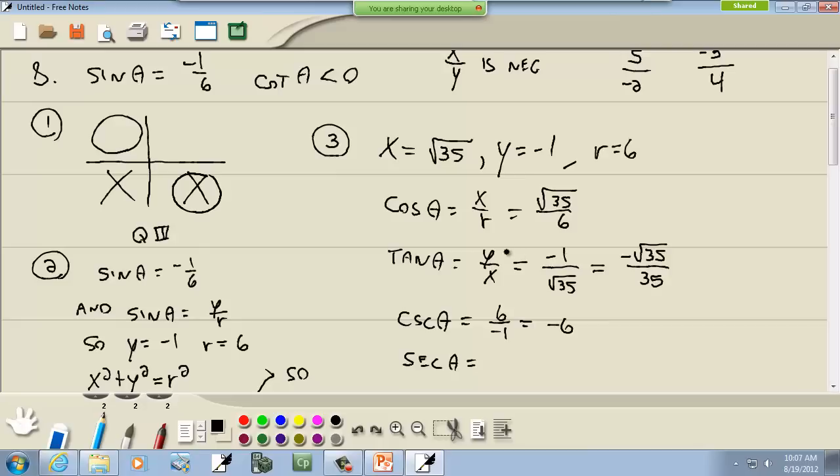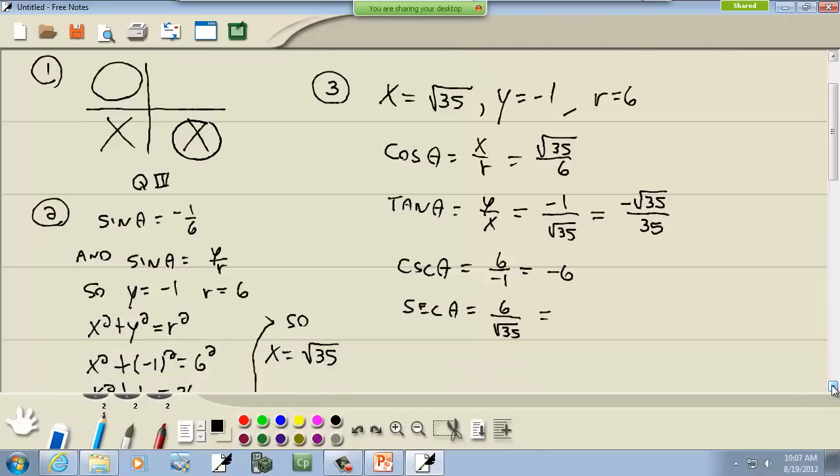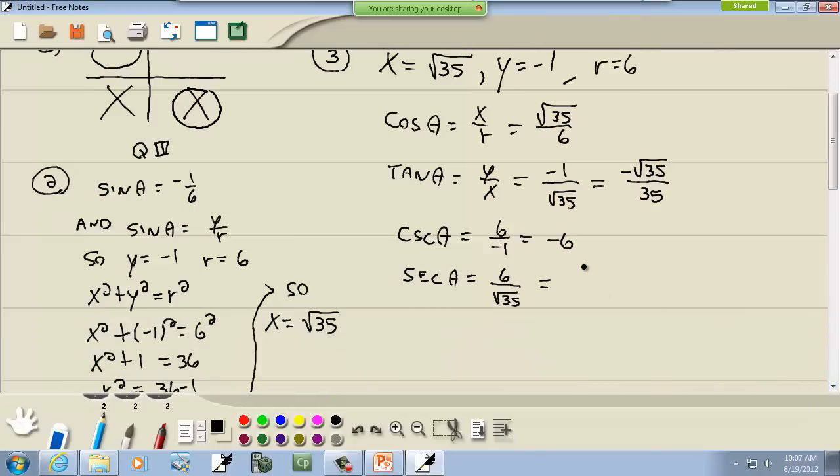Secant is cosine flipped, the reciprocal of it. So that would give us 6 over square root of 35. Again, we can't have a square root downstairs, so multiply top and bottom by square root of 35. We got 6 square root of 35 over 35. And cotangent. Cotangent is tangent flipped. And I'm going to flip the appropriate one. I'll pick this fraction here, the negative 1 over square root of 35. It's easiest. So we got square root of 35 over negative 1, which gives us negative square root of 35. And those are our answers.